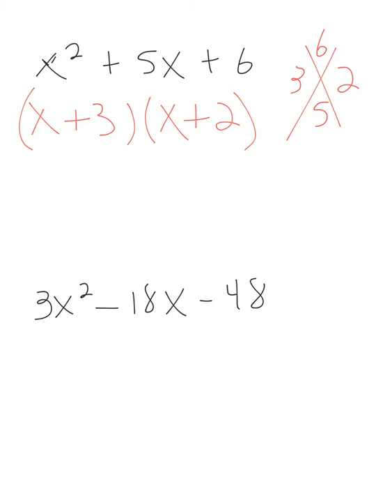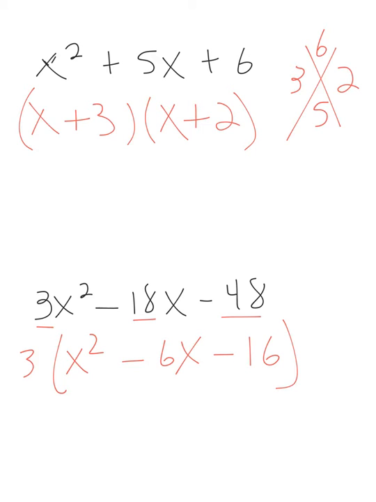Now we have 3x squared minus 18x minus 48. Now again, you're probably thinking this isn't in the form of x squared plus bx plus c. Would you really expect me to do negative 48 times 3 and have you do the AC? Possibly, but I can pull out a 3. X squared minus 6x minus 16.